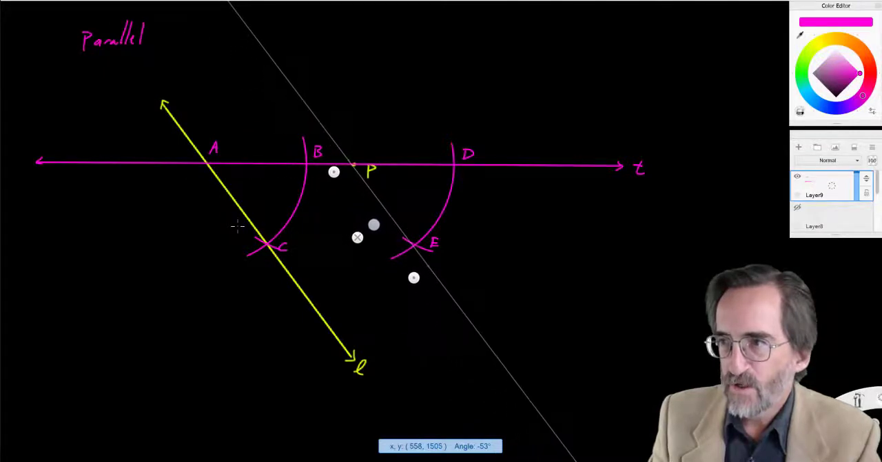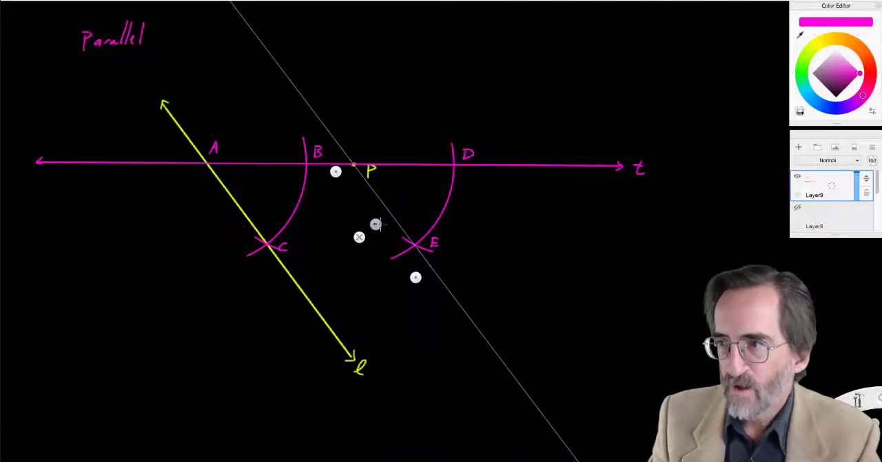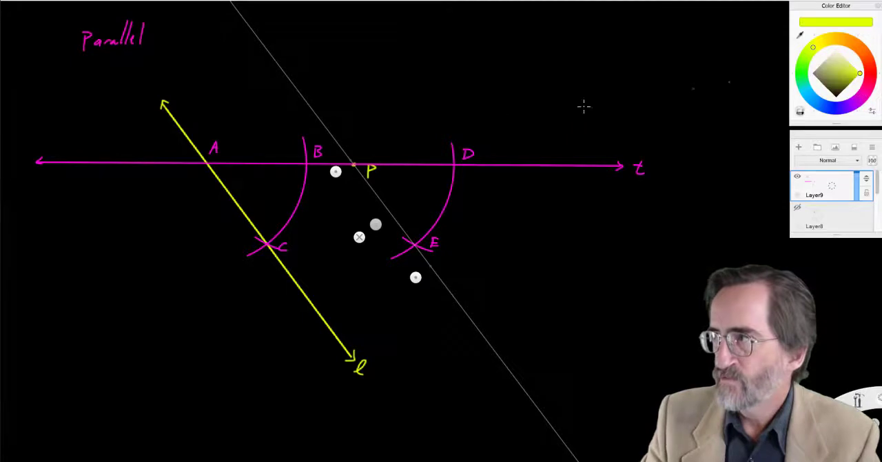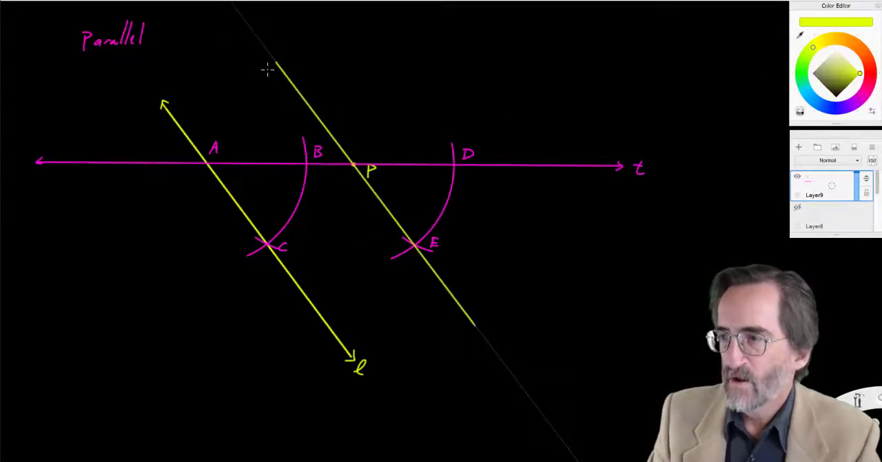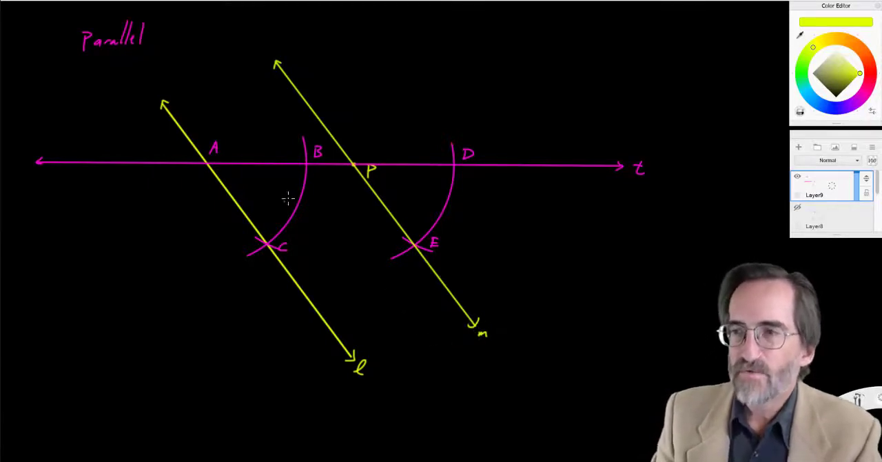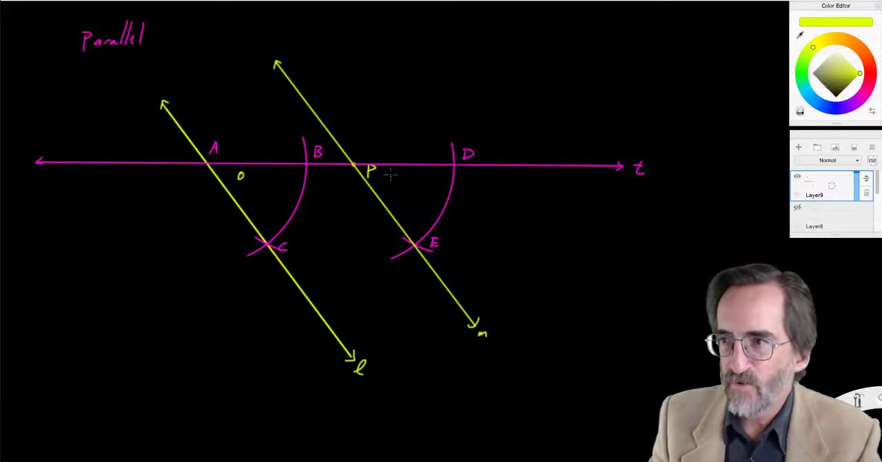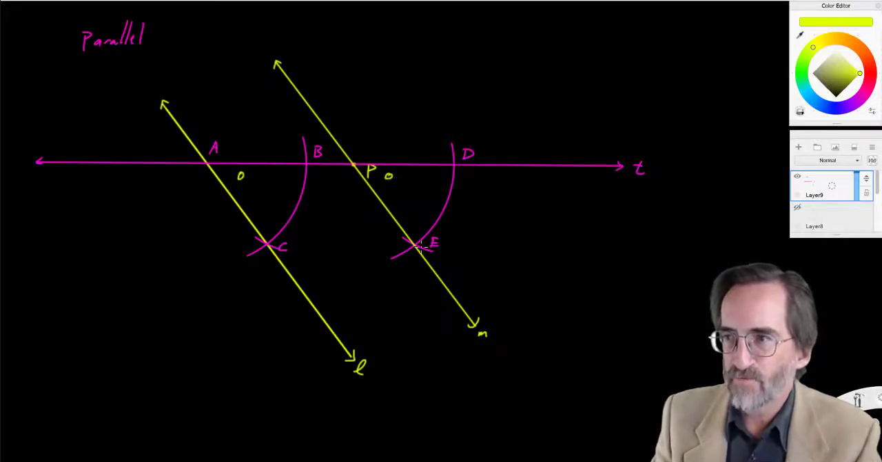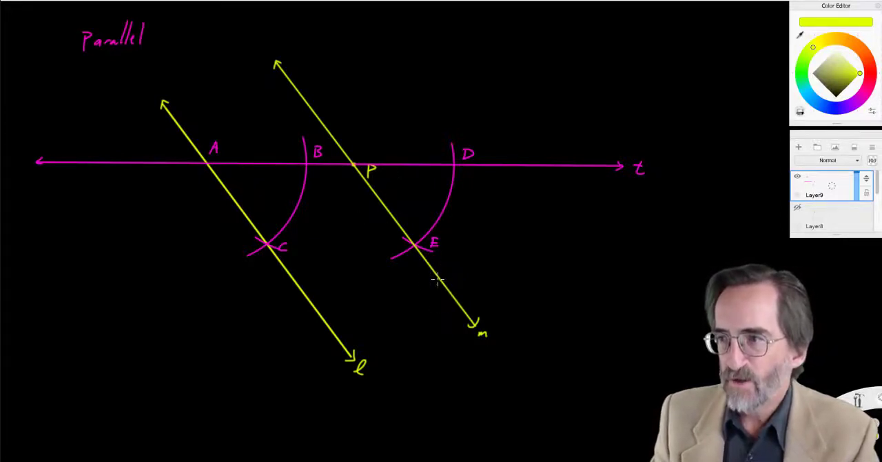Okay, and we'll call this line M. And by the converse of the corresponding angle theorem, which says if corresponding angles are congruent, lines are parallel, line M is parallel to line L.